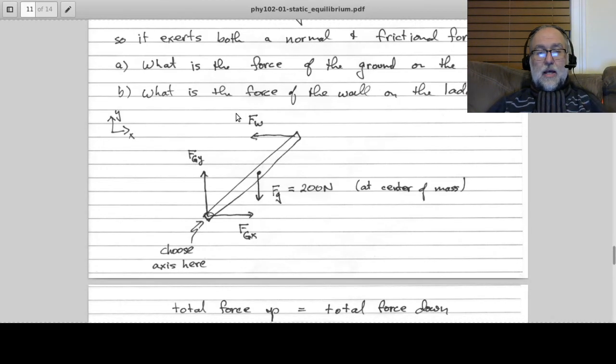So I'll show you the math in a minute, but the distance from this point here to that point there, in other words, the full length of the ladder, is 5 meters, and the distance from the axis to where gravity acts is going to be 2.5 meters. Why? Because it's half of the 5 meters. Okay, so the R's are easy. The forces, you know one of them, the other one you don't know. But what are the angles? That's where this one gets difficult.